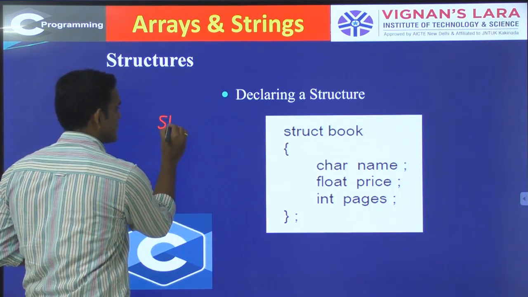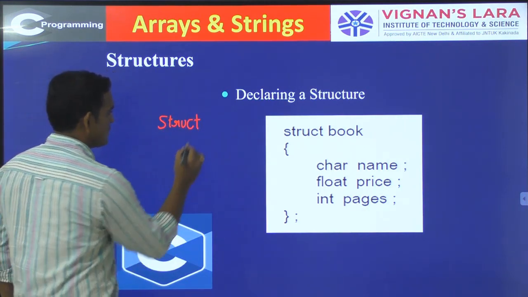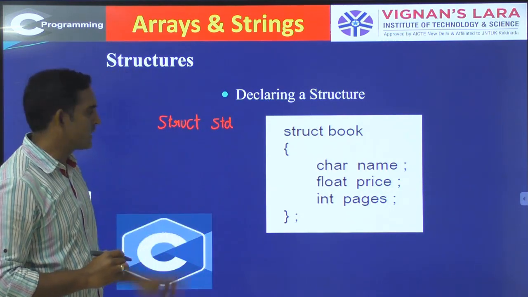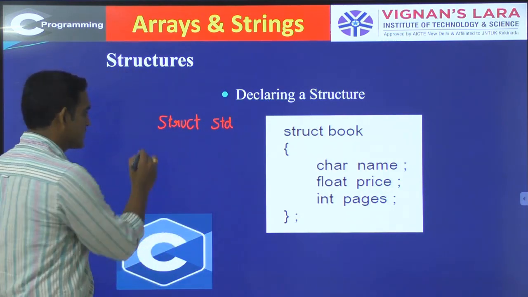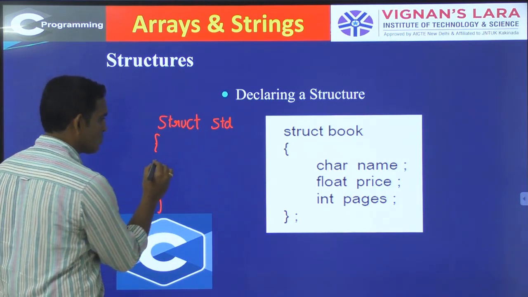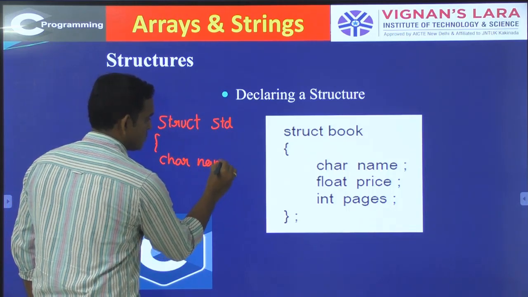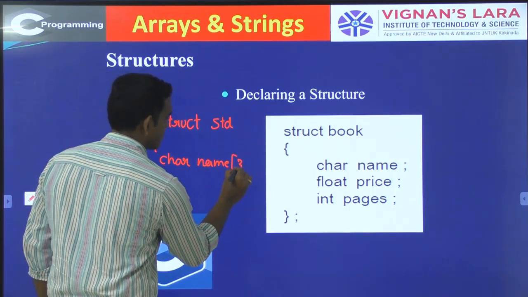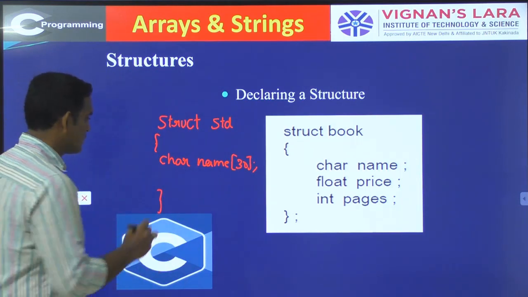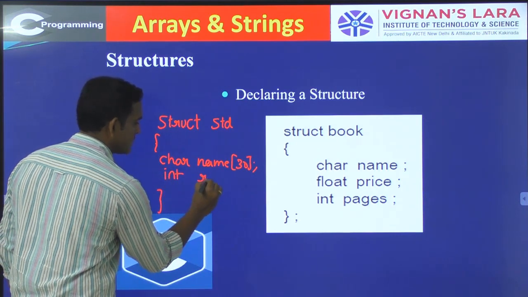If I want to create a structure, I have to first use the struct keyword, then give the name of that particular structure. I am giving the student as std. Each and every student will have a name. So I have to create a name, and he will have a roll number. I will take the roll number as int.